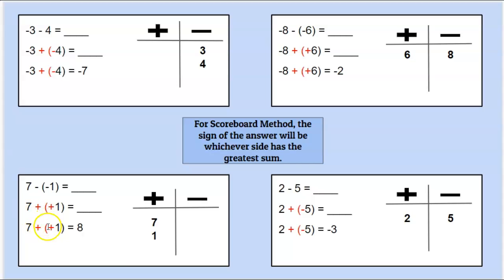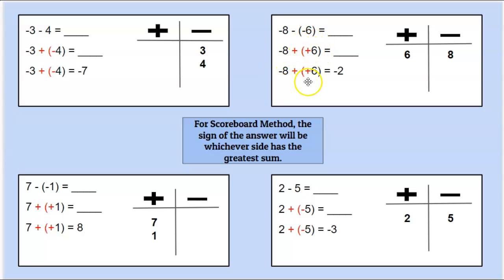Okay, so now we just have 7 plus 1, which you guys are rock stars and you know is 8. Then over here we have negative 8 minus a negative 6. So once again, we're going to keep negative 8. We have to change this to addition. And then the opposite of negative 6 is a positive 6.